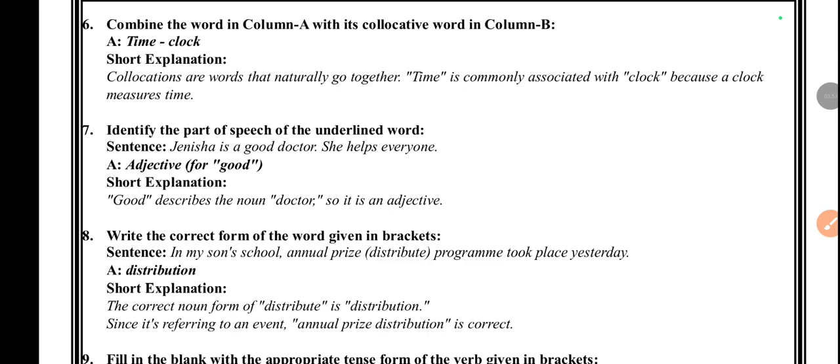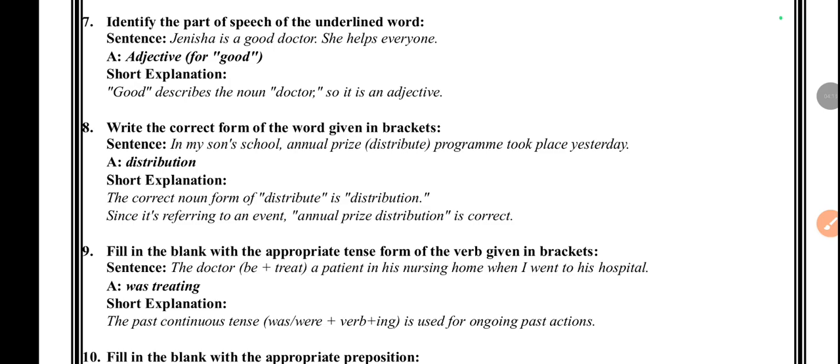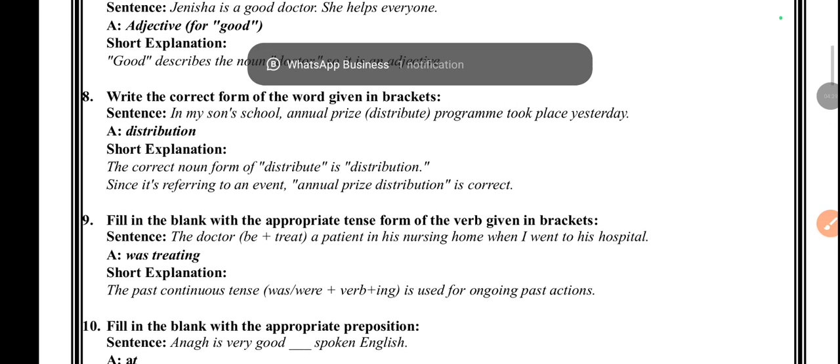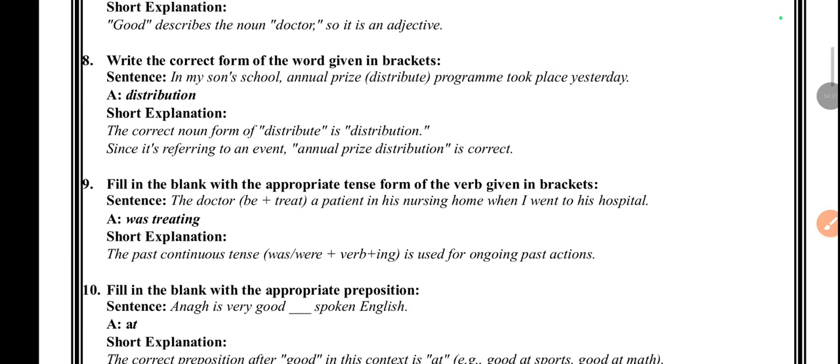Time, clock. Short explanation: collocations are words that naturally go together. Time is commonly associated with clock because a clock measures time. Seventh one: identify the part of speech of the underlined word. Sentence: Jenisha is a good doctor, she helps everyone. Adjective, good here. See, good describes the noun doctor, so it is an adjective. Whatever word describes a noun is an adjective.